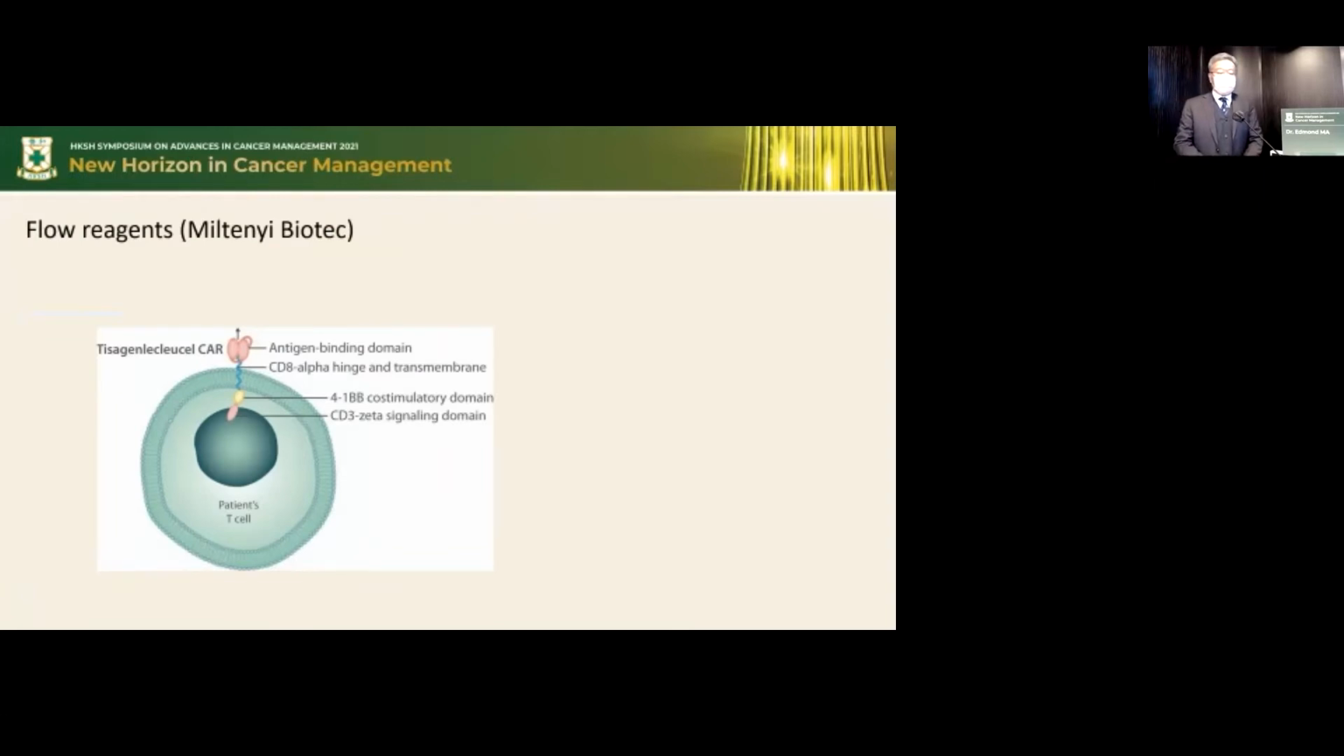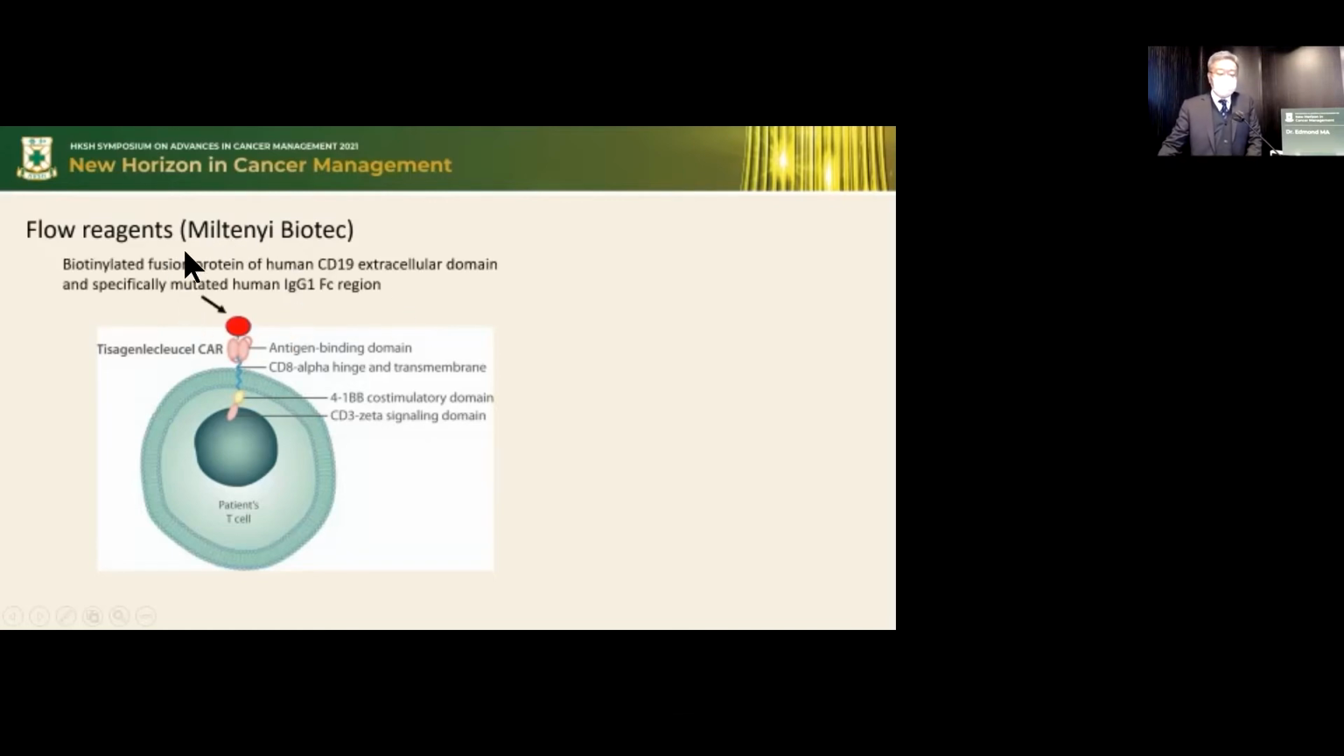Right, so first of all, flow cytometry. So this cartoon shows the T cell, which is engineered to express the chimeric antigen receptor consisting of the antigen binding domain. So this targets the CD19, for example, as in Kymriah, together with a hinge, the co-stimulatory domain, as mentioned by Professor Liang, and a signaling domain. So basically, this part will recognize the CD19.